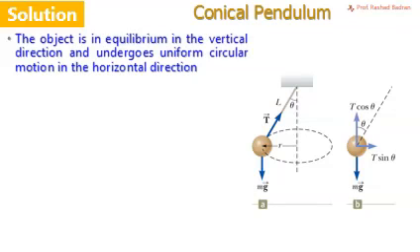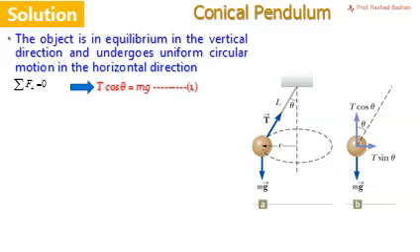Now, to solve this problem, you look at the diagram. You can see that our object is at equilibrium in the vertical direction, where the net force acting on it equals 0. This means that the component T cosine theta is balancing mg. So this is the first equation.